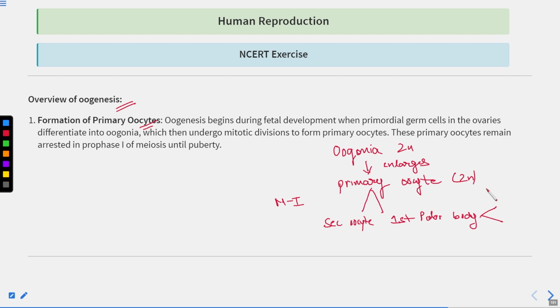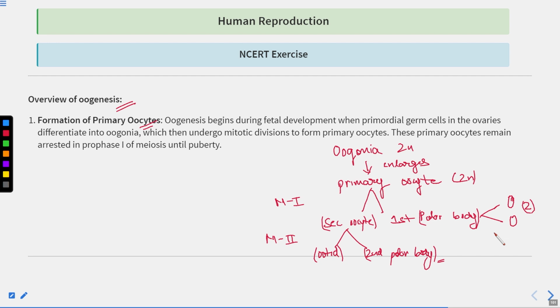This polar body further divides by mitosis and forms two polar bodies. Clear? Then the secondary oocyte undergoes meiosis 2 and forms the ootid and the second polar body. You should remember that these divisions are unequal. The secondary oocyte is a large cell and the polar body is the small cell. Again, the ootid is a large cell and the second polar body is the small cell. So these are known as unequal divisions. In the end, three polar bodies are produced: two polar bodies here and this is the third polar body.